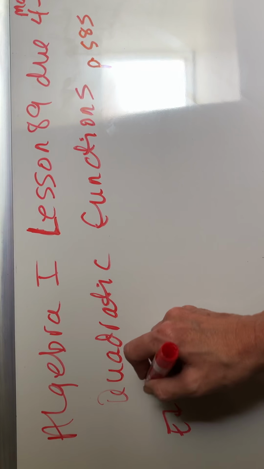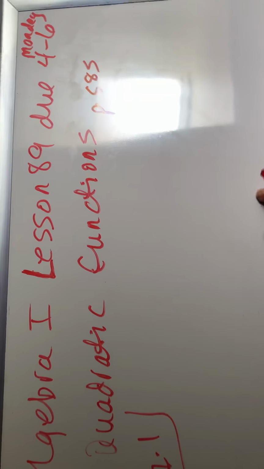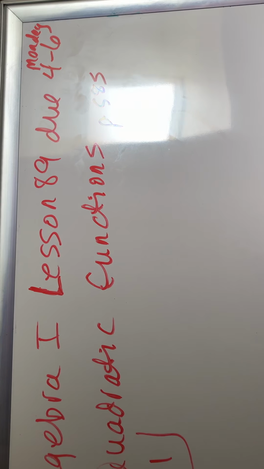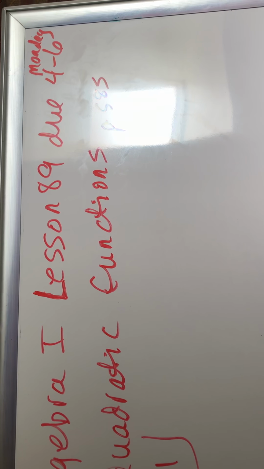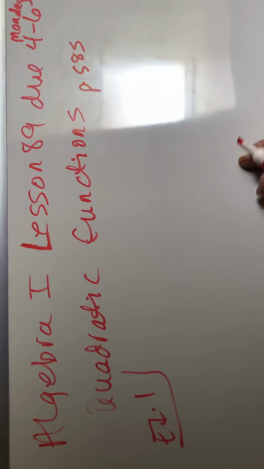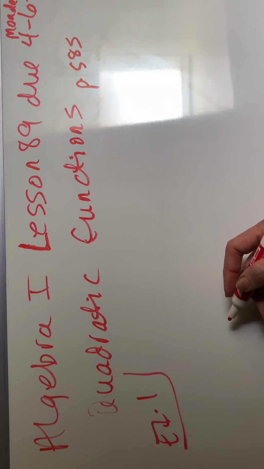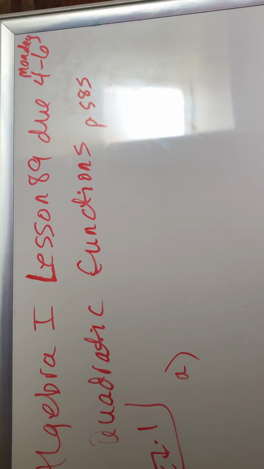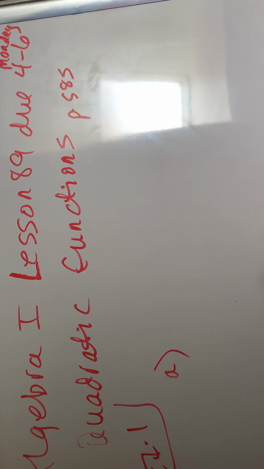This is example 1. You want to give the coordinates of each parabola's vertex, then give the minimum or maximum value and the domain and range of the function. Okay, so on A, that first one, the first thing we want to do is identify the vertex.